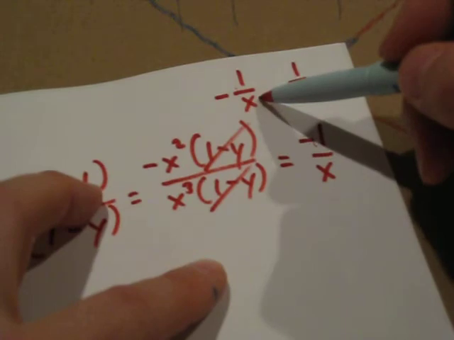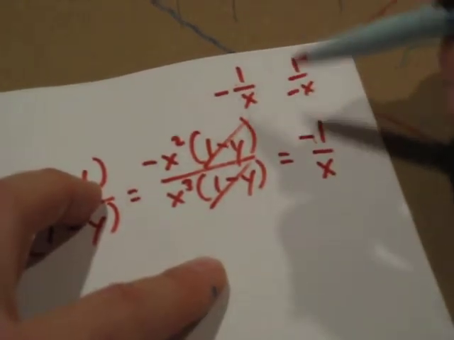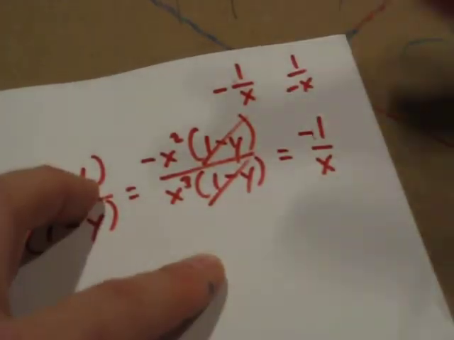1 over negative x and 1 over x with a negative in front, all of these are the same things. Now, this is the standard way that most books and textbooks will write it, but you can see all 3 of these, and they're all technically equivalent.